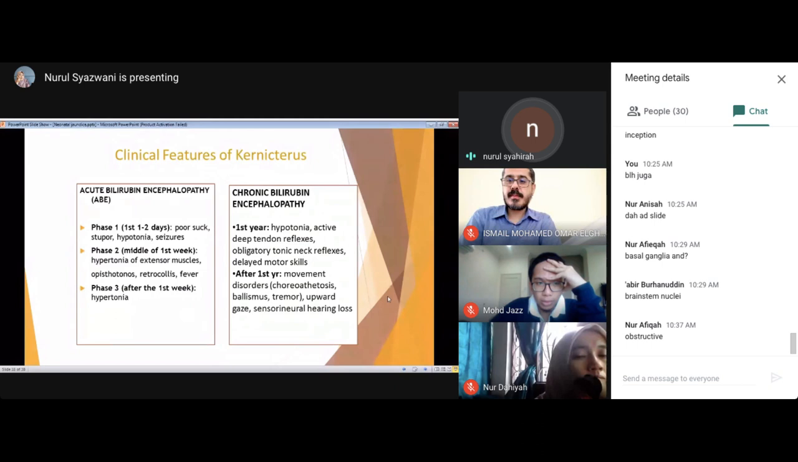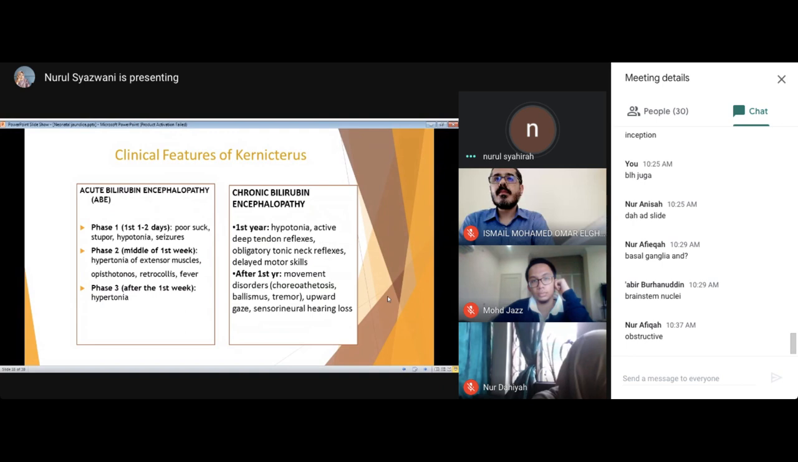For the chronic bilirubin encephalopathy, usually in the first year, the baby may have hypotonia, active deep tendon reflexes, obligatory tonic neck reflexes, and delayed motor skill. And after the first year, they may have abnormal movement disorder, which is choreoathetosis, ballismus, tremor, and also upward gaze palsy and sensorineural hearing loss. Okay, this one is the bilirubin induced neurologic dysfunction BIND score.